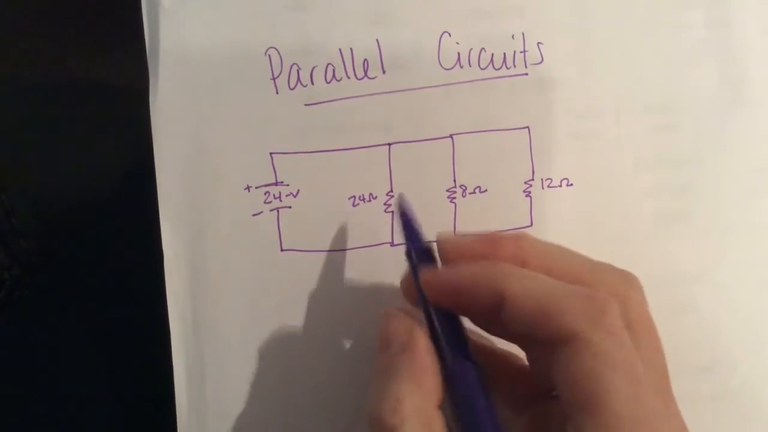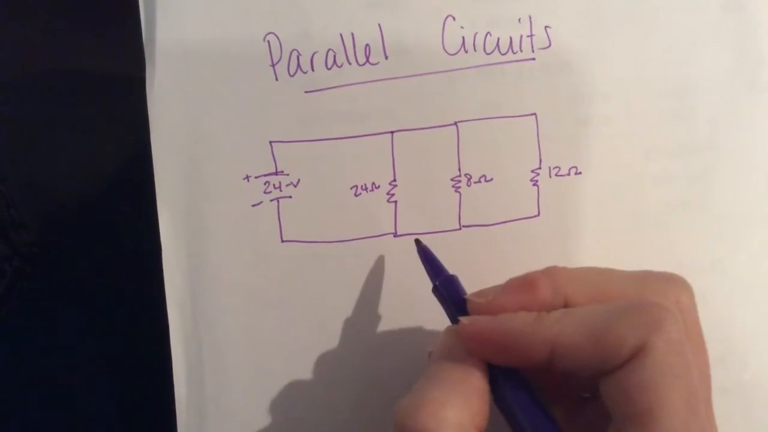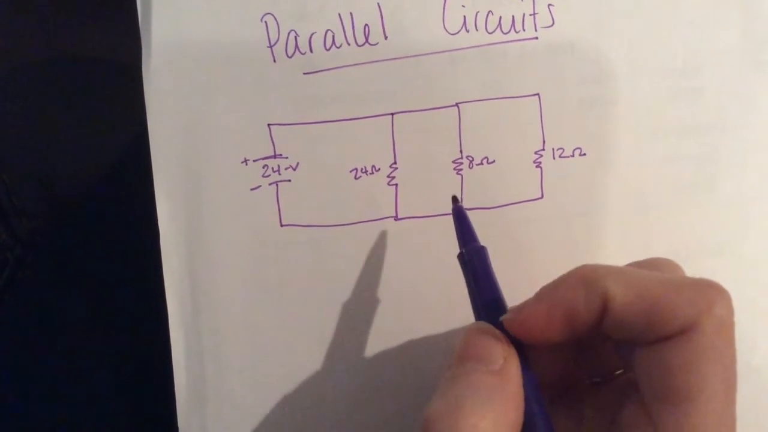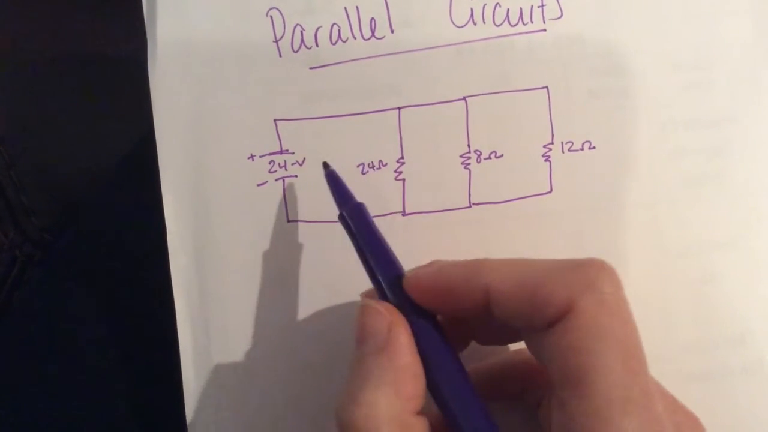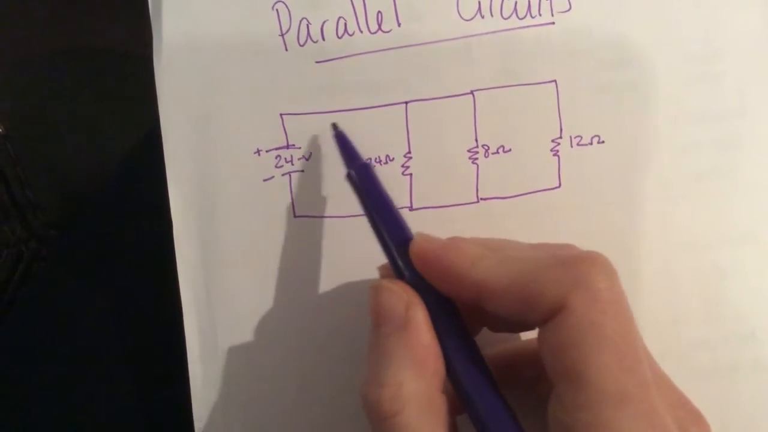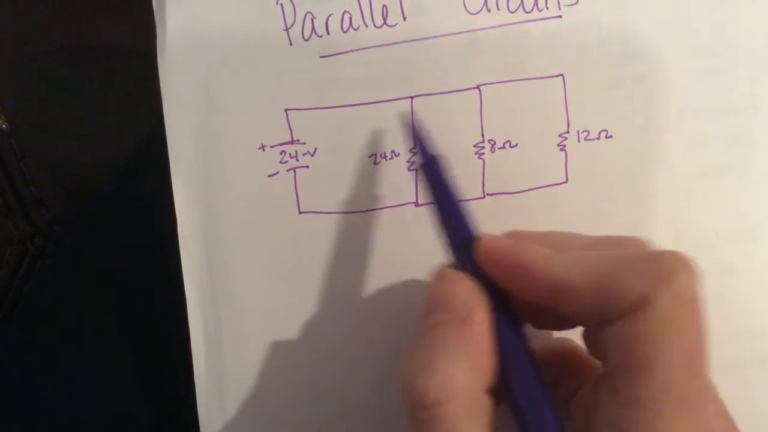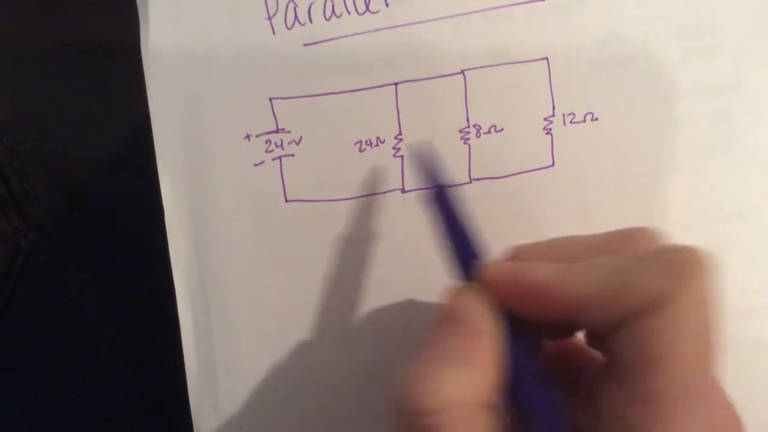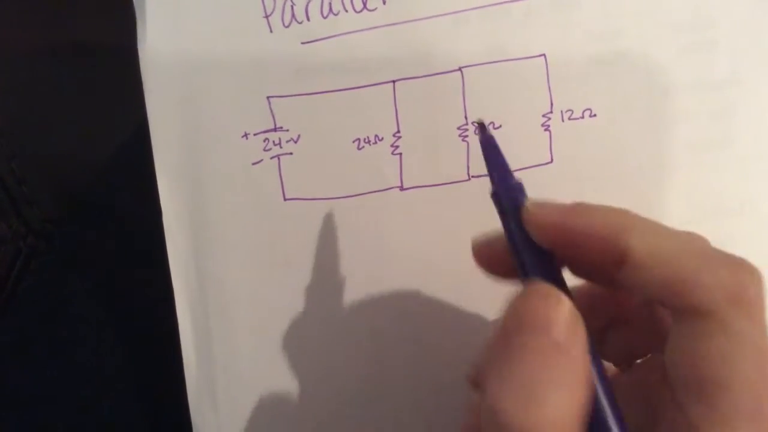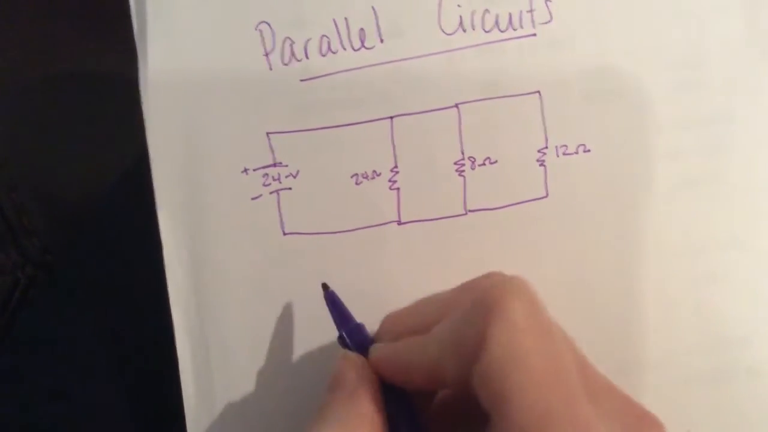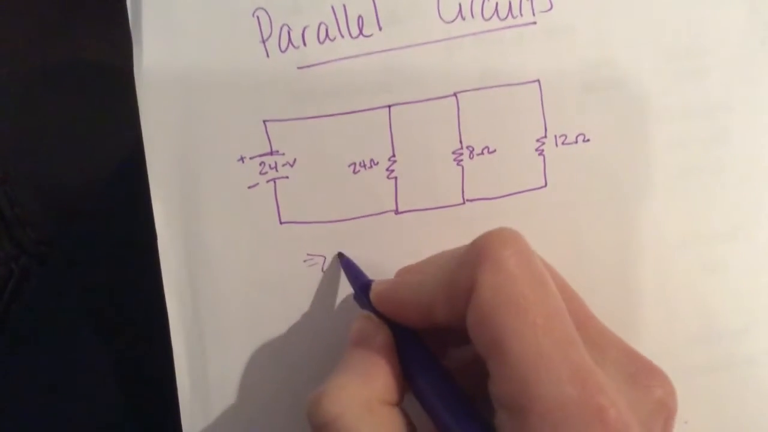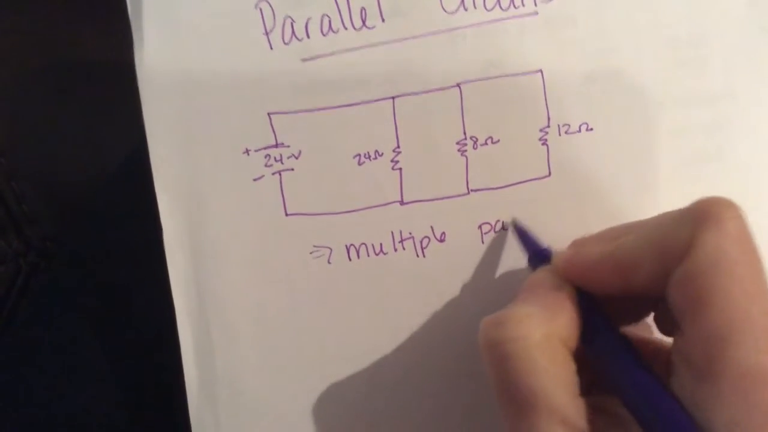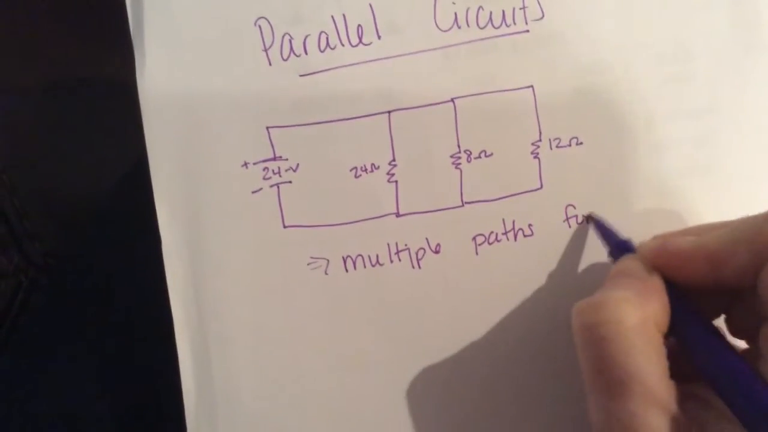So to begin with, this is what a parallel circuit looks like. If you notice, it's different from a series circuit because there are multiple ways for current to flow. It could choose to go through here, it could go through the 8 ohm, it could go through the 12 ohm. So it has three different ways it could go, which is one of the characteristics of a parallel circuit: it has multiple paths for current to flow.